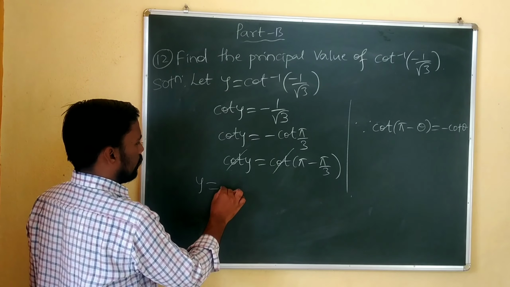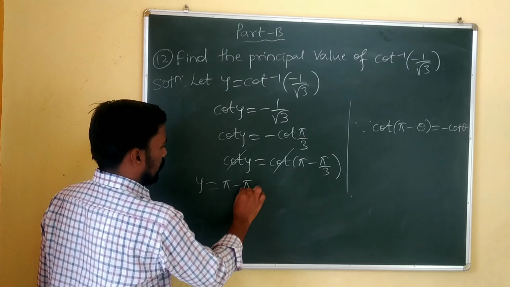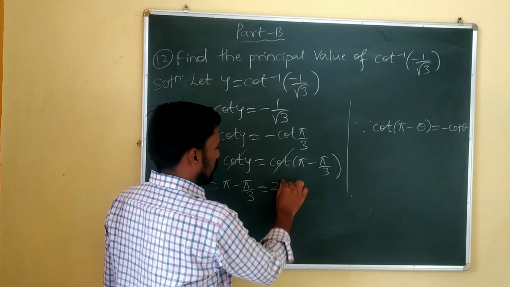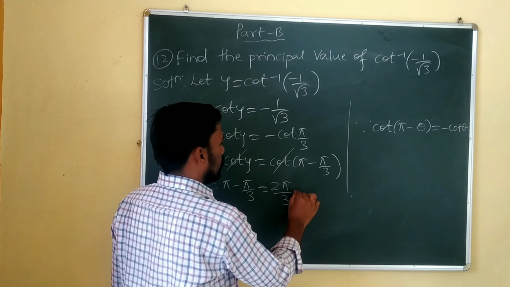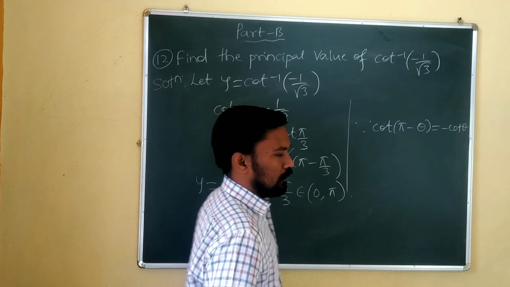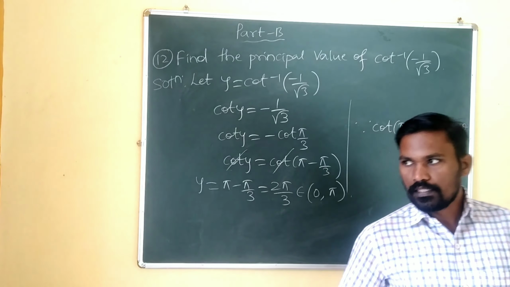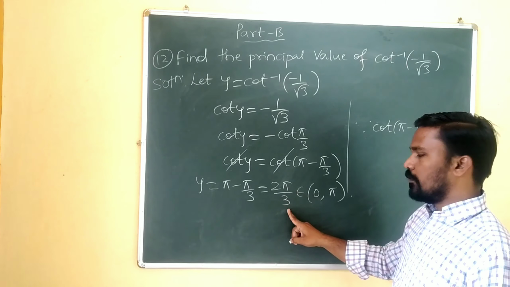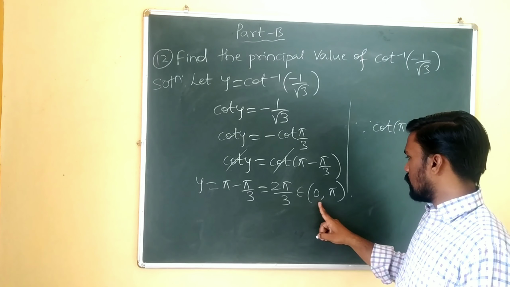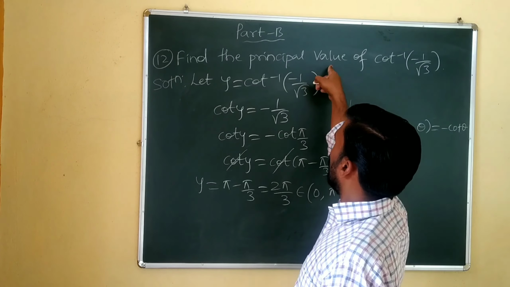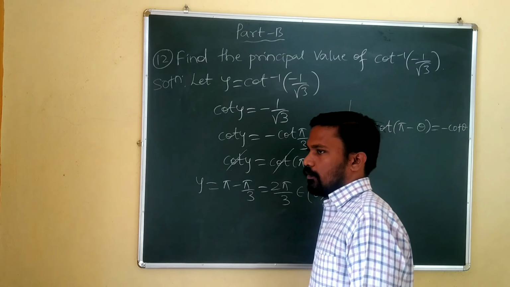Then y is equal to what? Pi minus pi by 3, which is 2 pi by 3, that is 120 degrees. It belongs to the open interval 0 to pi. The open interval 0 to pi is the principal value branch of cot inverse of x. So 2 pi by 3 means 120 degrees, which is more than 0 and less than pi. So 2 pi by 3 is the principal value of cot inverse of minus 1 by root 3.